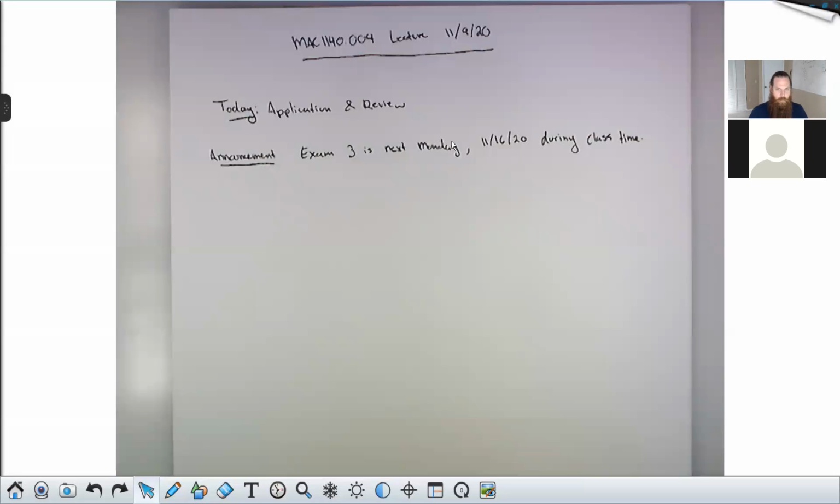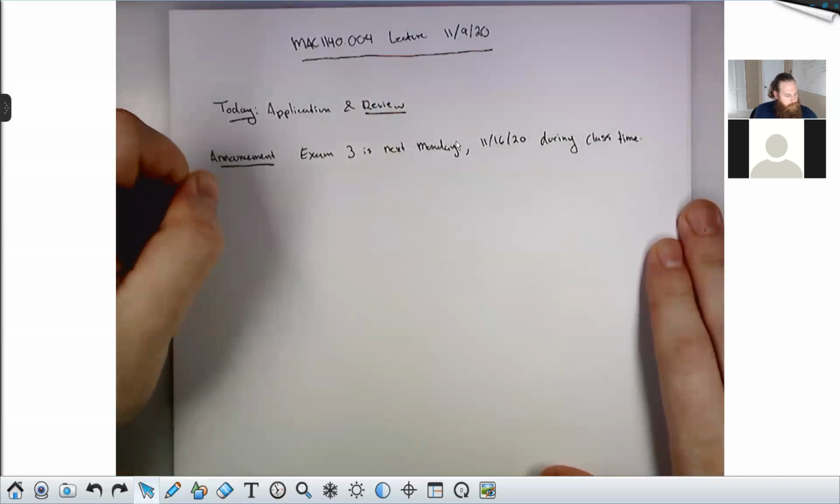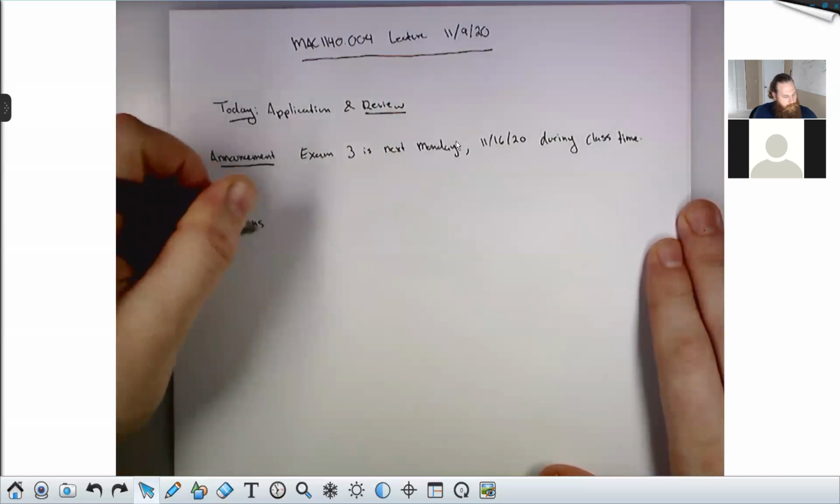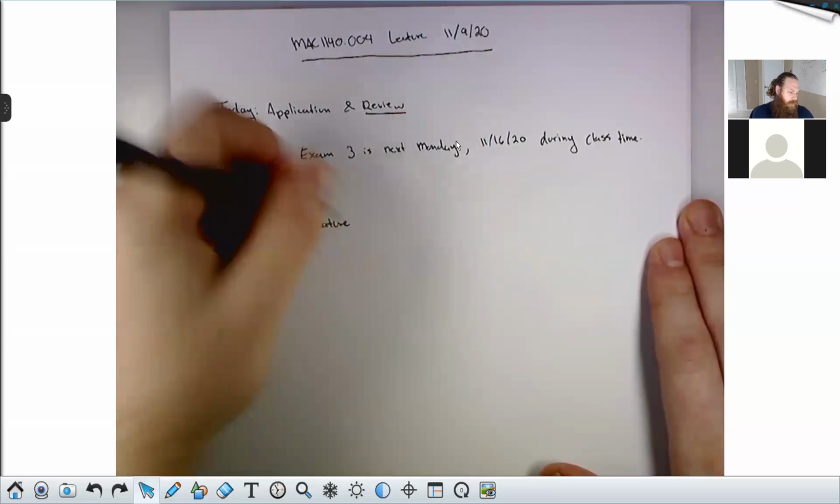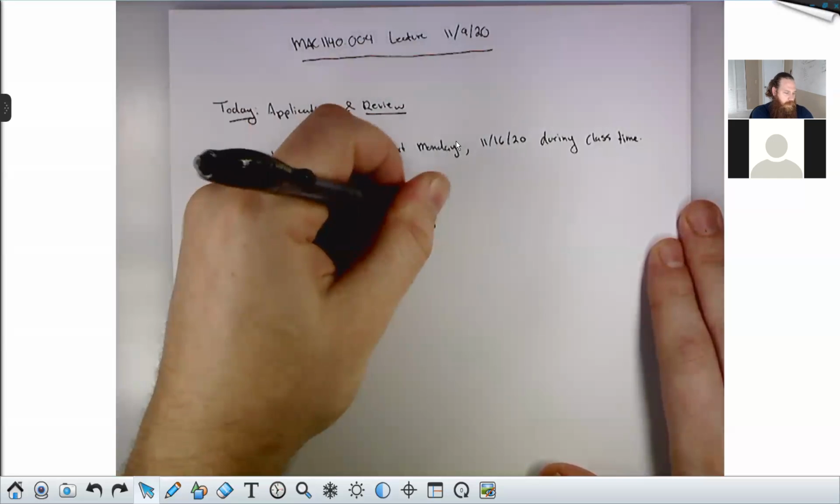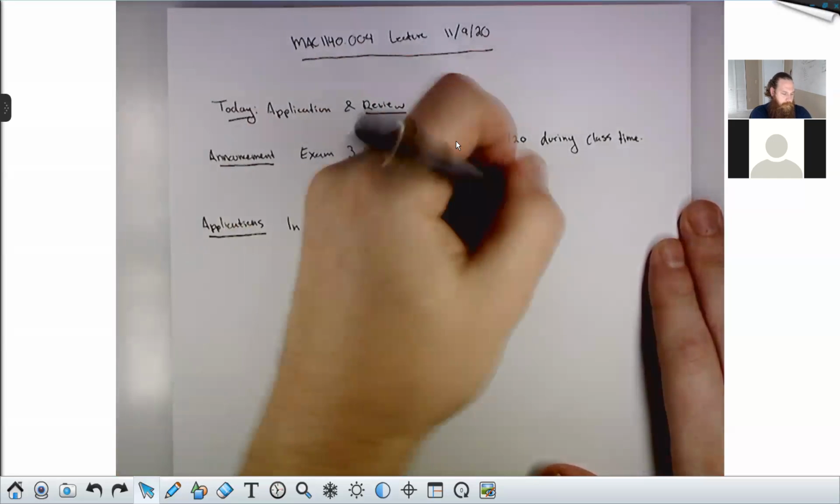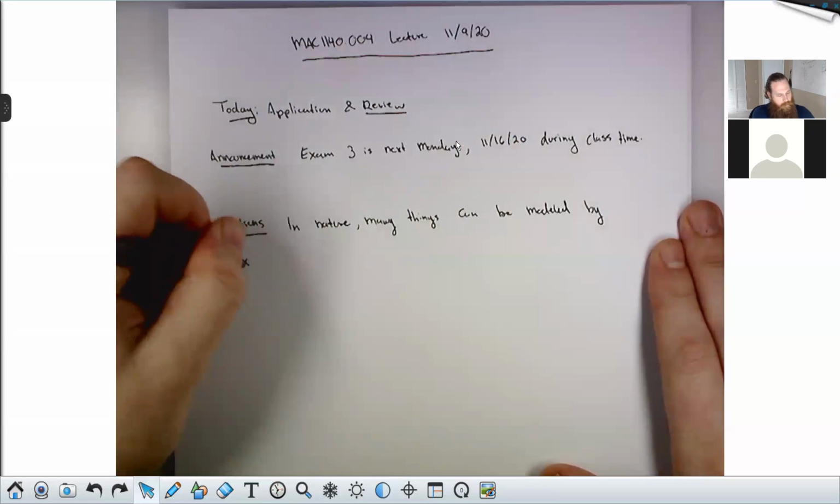Before we get to that though, I do want to talk about applications. There are some special exponential functions that are used in applications a lot. Yes, we will do some reviewing. So, applications. In nature, many things can be modeled by exponential functions.